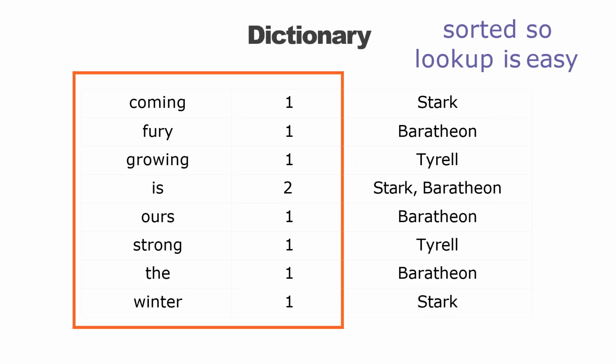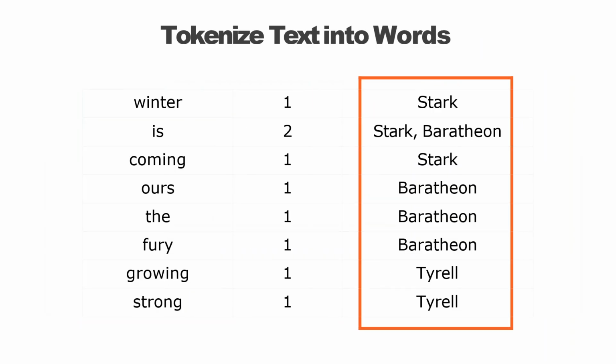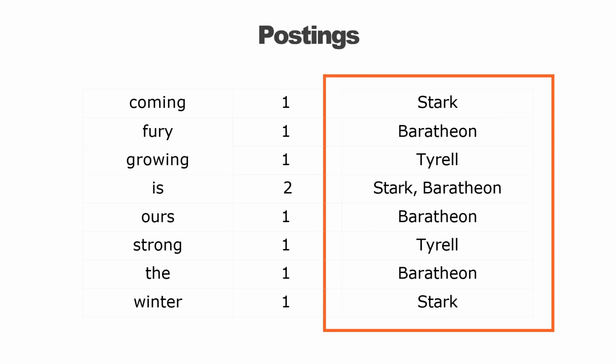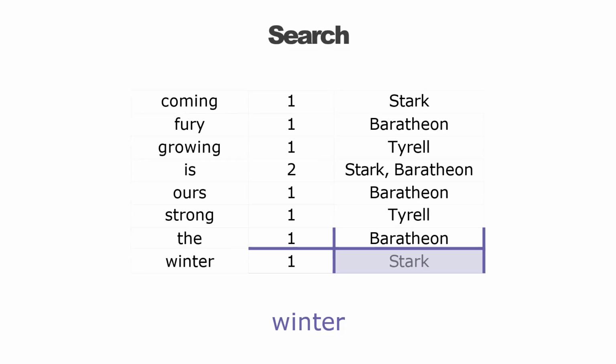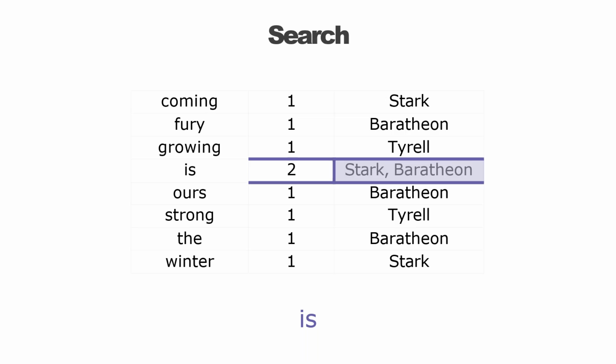Okay, so now this is the stuff. Now when you do some sort of filters, how can you do the filter? Filter means something like here, what you did is sorted, so lookup is easy. So this is the sorting you did. Now you're doing the search. When you search winter, you get the result Stark. When you search fury, you get one result. Here again fury. When you search for is, you get two documents, Stark and Baratheon.